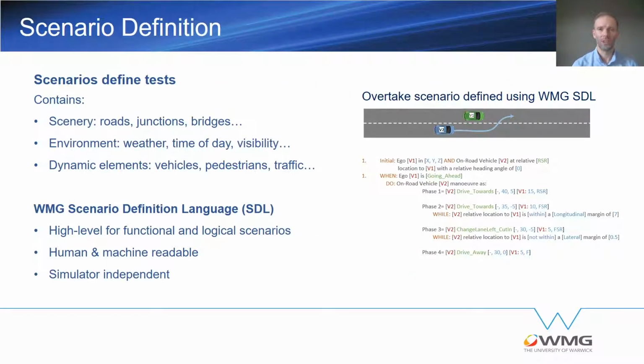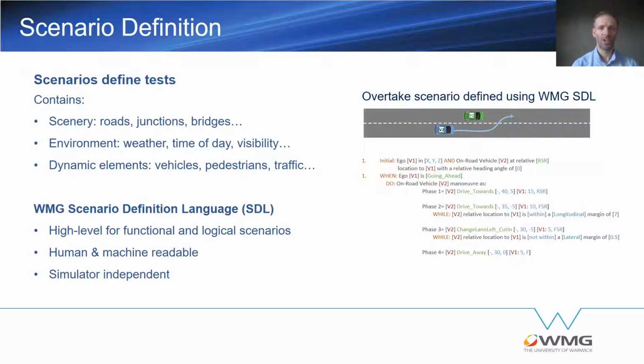So let's take a look at scenarios now. A scenario defines essential elements that are required for a test. That covers things like the road layout and features, environmental conditions such as the weather and lighting, and dynamic elements such as traffic and pedestrians.